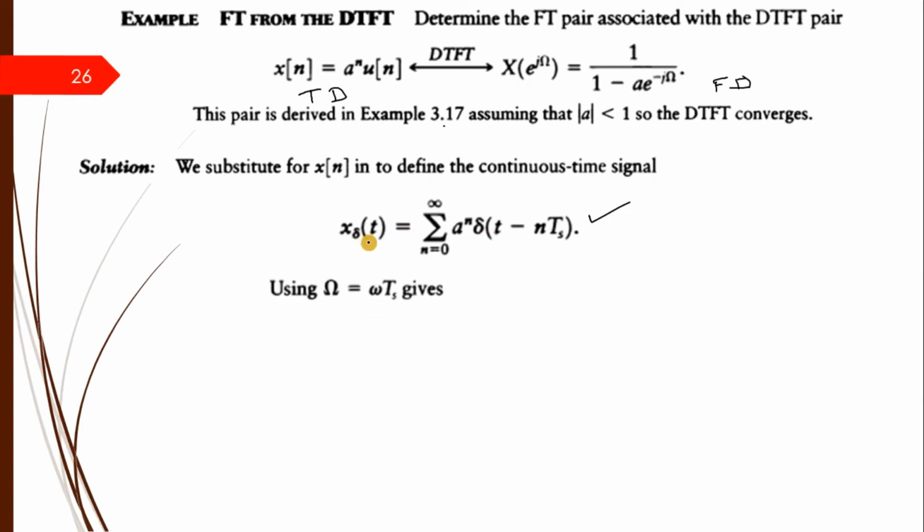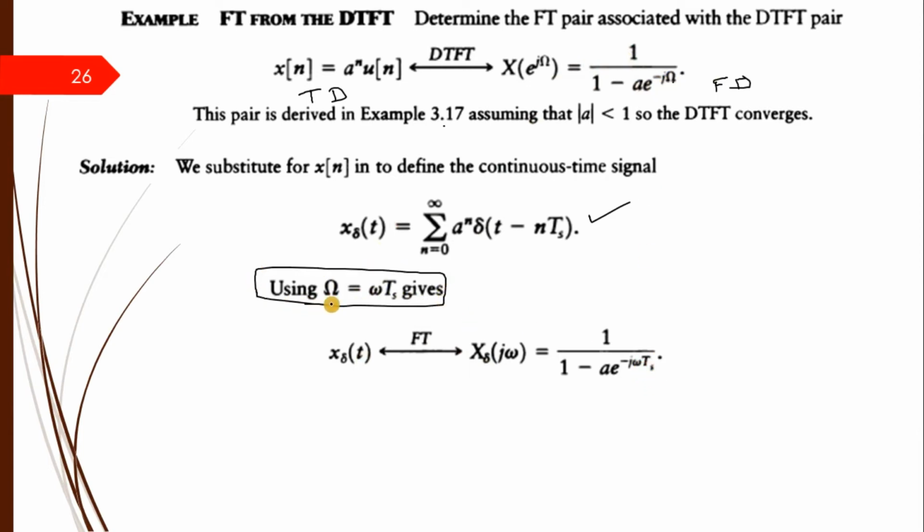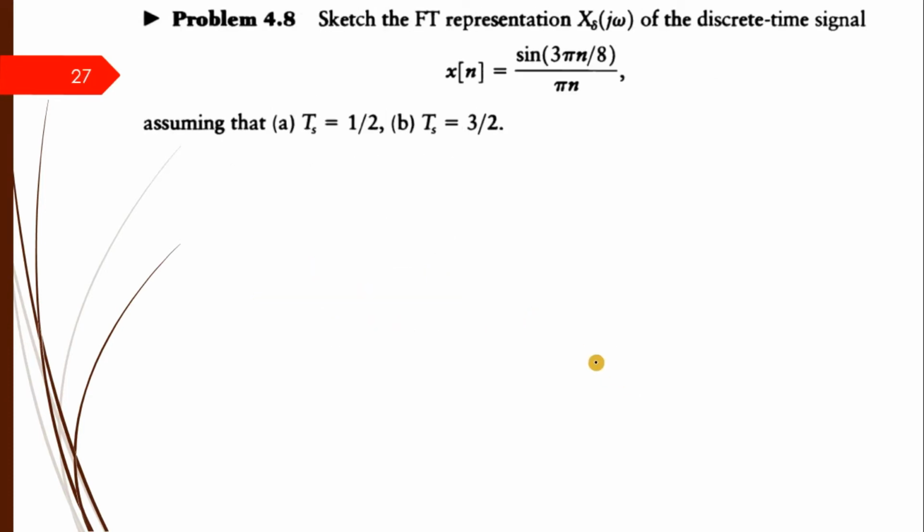So this is a continuous time signal. Now I am deriving the FT pair. The FT pair and DTFT are related by replacing capital omega with small omega Ts. That is what we are doing now. So this is the equation of the time domain signal. In the frequency domain, we have 1 by 1 minus a into e raised to minus j omega. Just replace this capital omega with small omega Ts. That is what we learnt in the previous relation: capital omega is equal to omega Ts. So that's it, your problem.